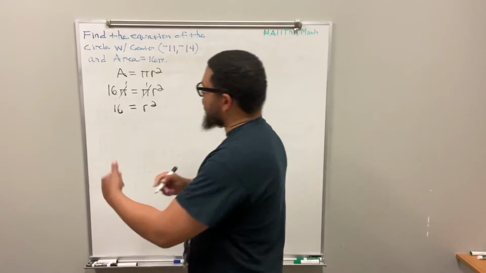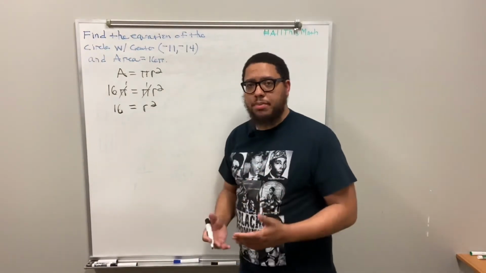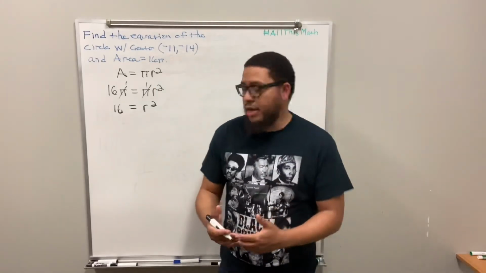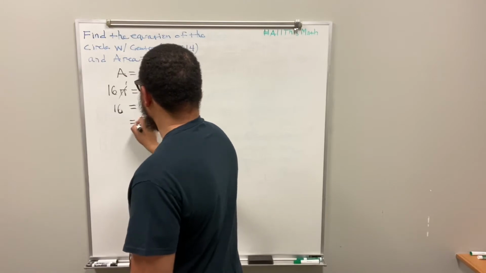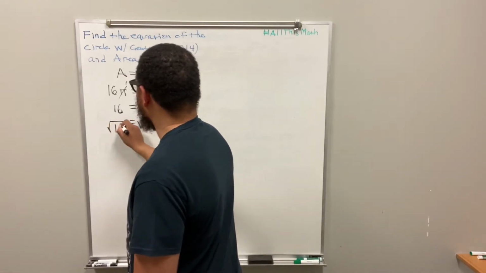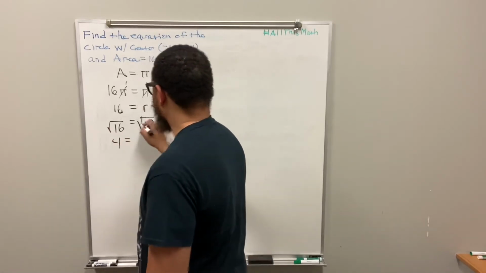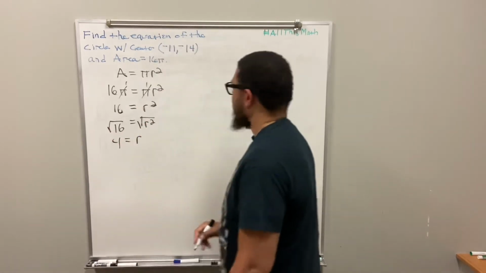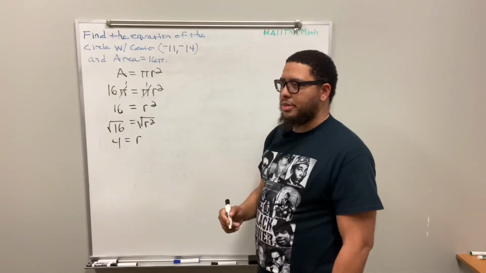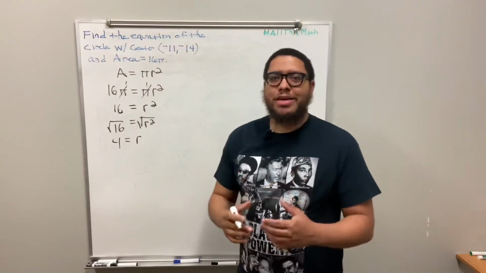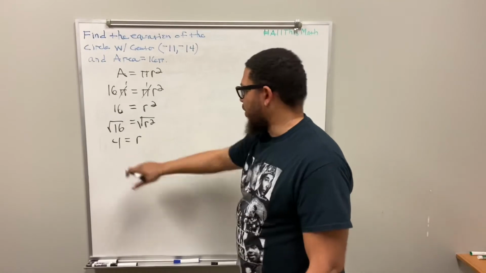Now, I do the opposite operation to get rid of the exponent. The exponent is a 2. So the opposite of squaring something is taking the square root of something, right? So that means I'm going to do square root of r squared on the right side, square root of 16 on the left side. Square root of 16 is 4, and the square root of r squared is r. So now, I know my radius, and I know my center. Not senator. I meant to say, I know my center. I know my center, and I know my radius.